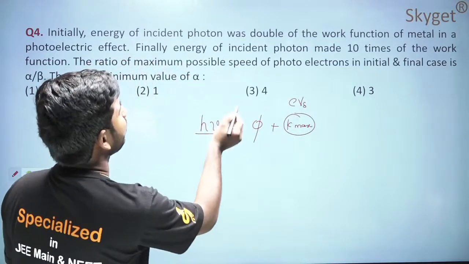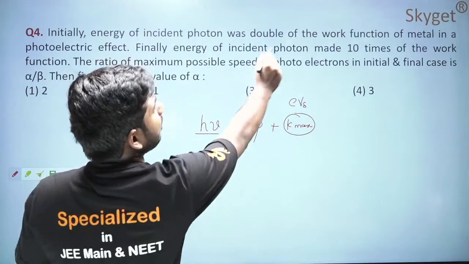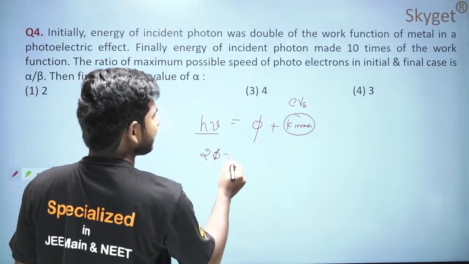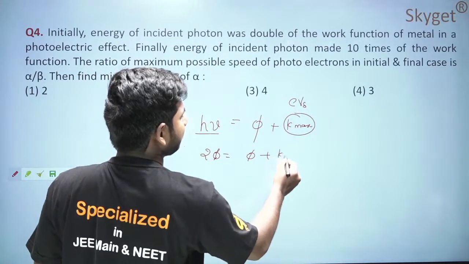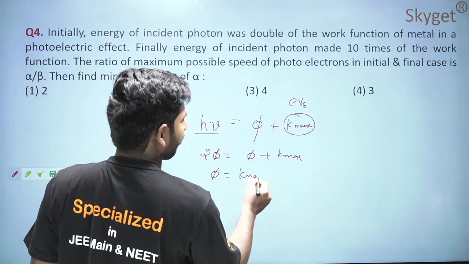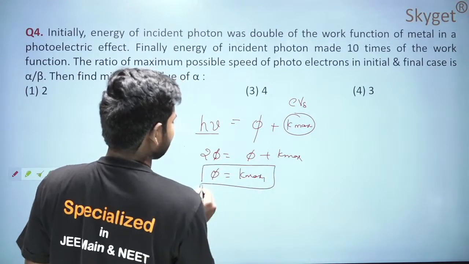So what is this h nu here, students? It is given that the incident photon energy is double the work function. Can I write it as 2 phi is equal to phi plus K max? That means phi is equal to K max, which I will write for the first case.